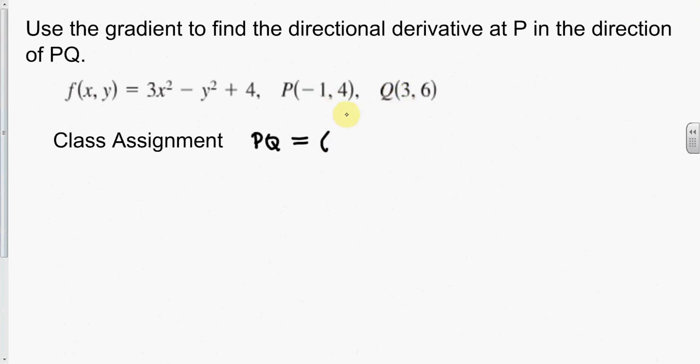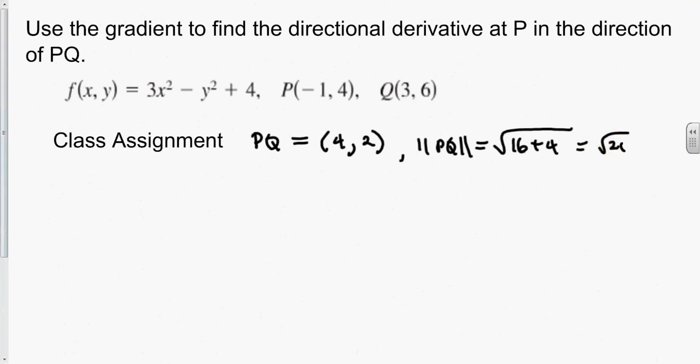So 3 minus the negative 1 is 3 plus 1, that's 4. And then 6 minus 4 is 2. This norm, you call it V if you want. Just the norm of that, 16 plus 4, get the square root of 20, or 2 times the square root of 5.